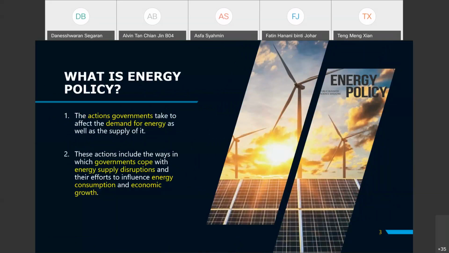So, what is energy policy? It is the action government takes to affect the demand for energy as well as the supply of it. One of the actions taken was the National Energy Efficiency Action Plan, which is to promote energy efficiency and also to ensure productive use of energy. These actions include the way in which government copes with energy supply disruption and their effort to influence energy consumption and also economic growth.